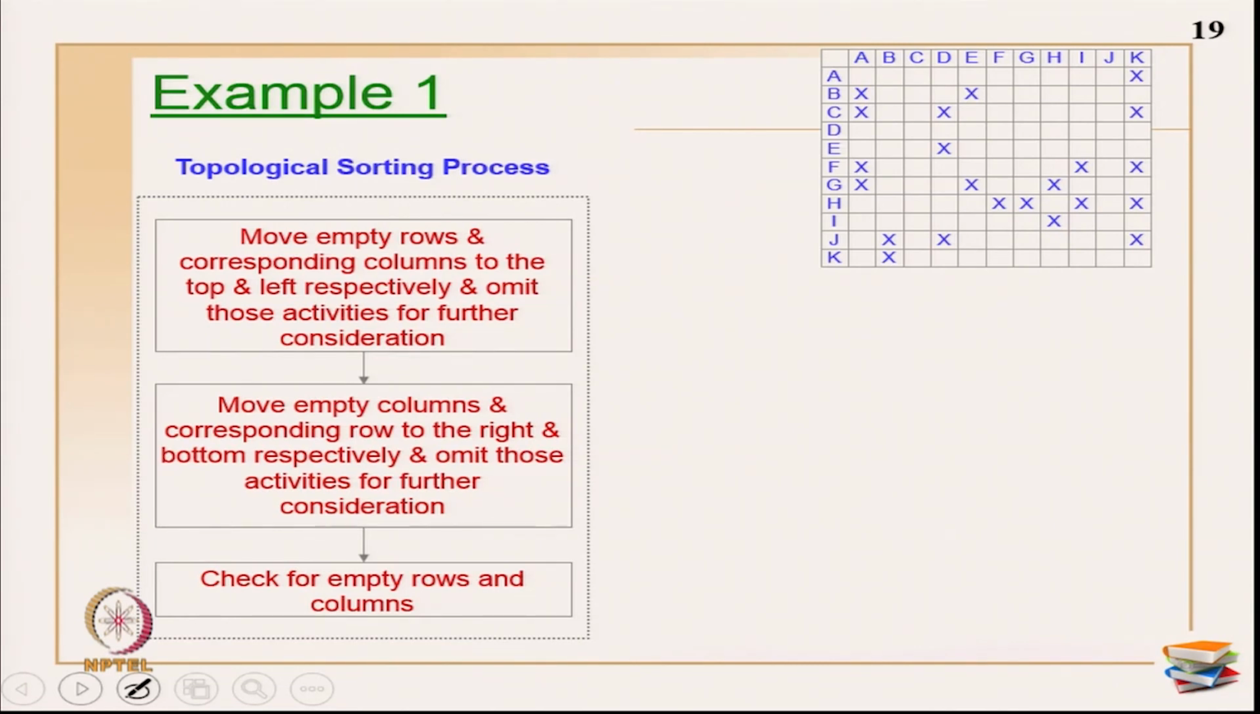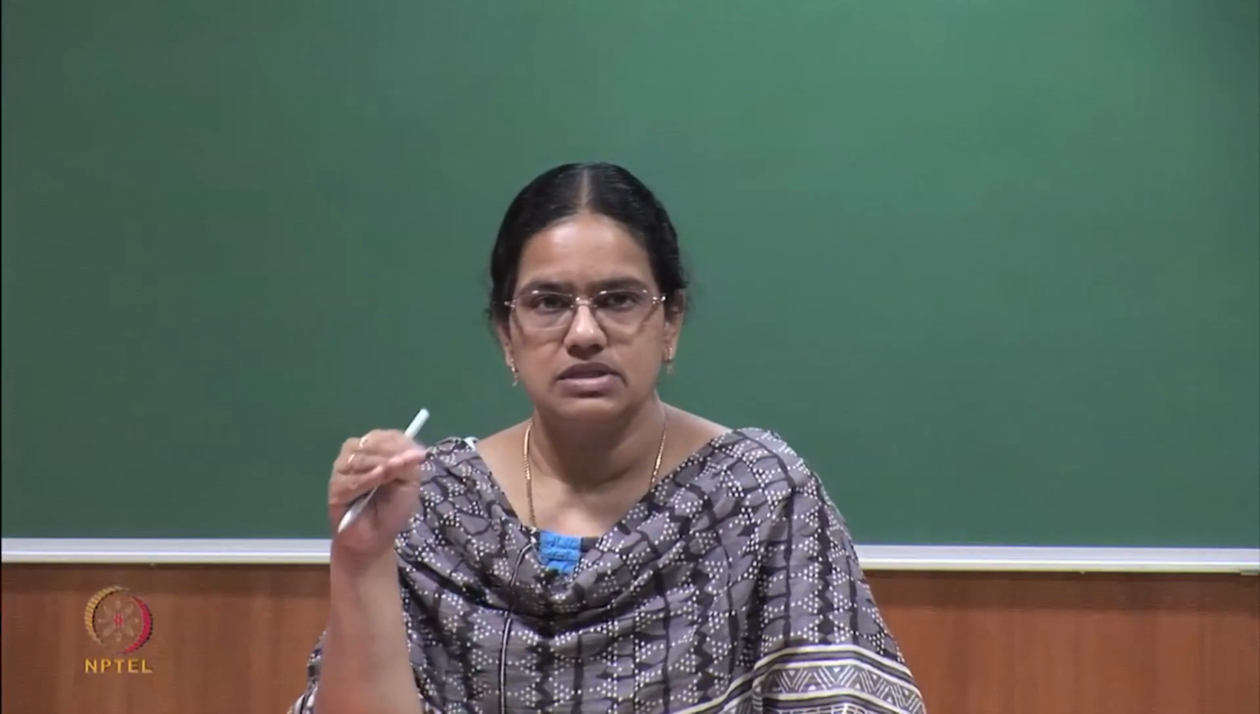So, what does it say? I have written very simple steps for you. Primarily, you have to identify all empty rows and columns in order to identify the start and the last activities.